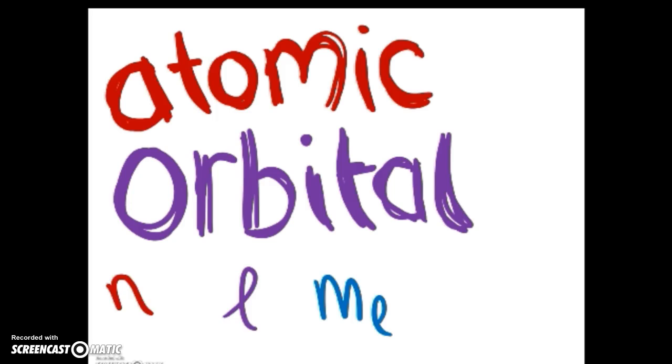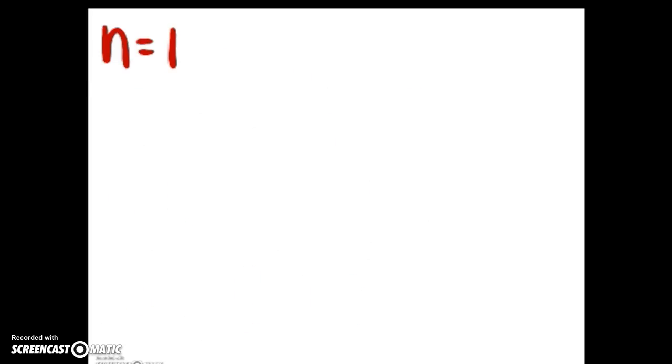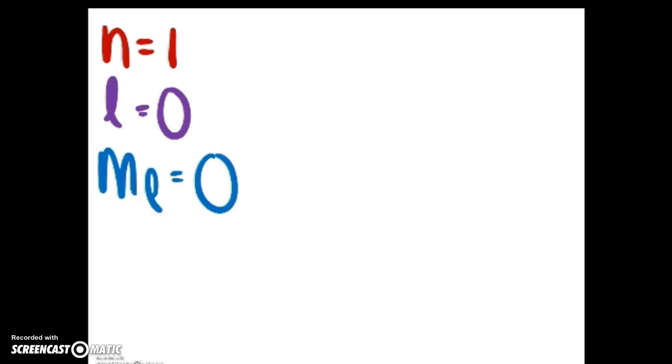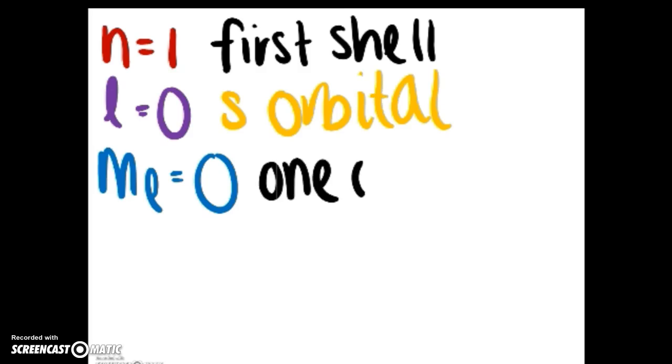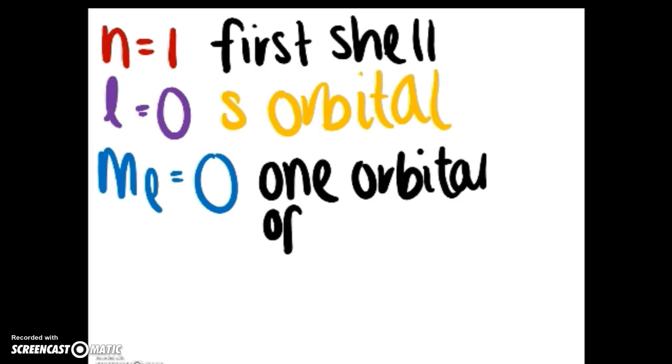So the orbital defined with the quantum numbers n equals 1, l equals 0, and ml equals 0 would be in the first shell as n equals 1, would be an s orbital as l equals 0, and would be the only orbital of that type as we have only one single value of ml, which is also 0.